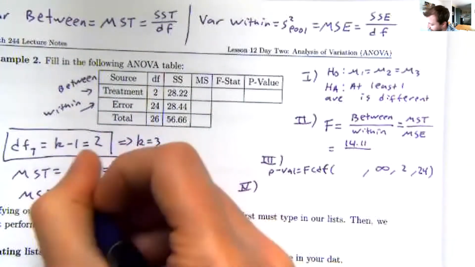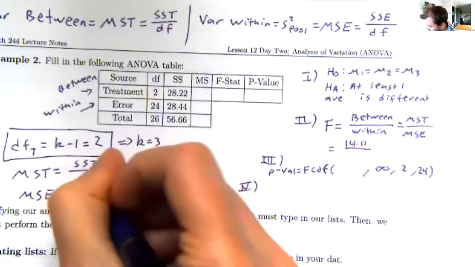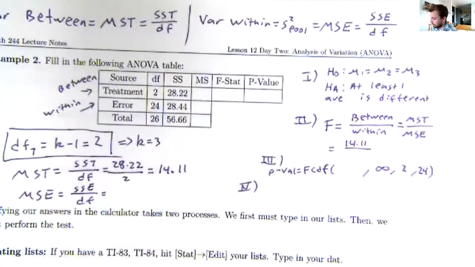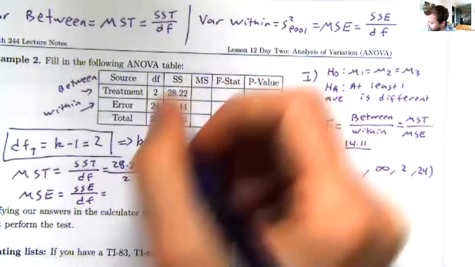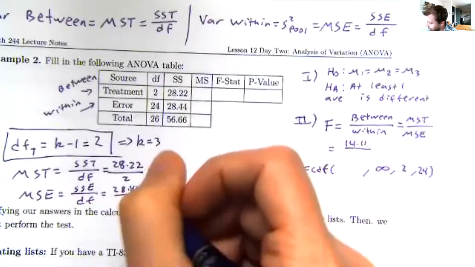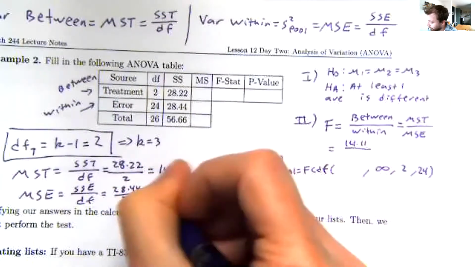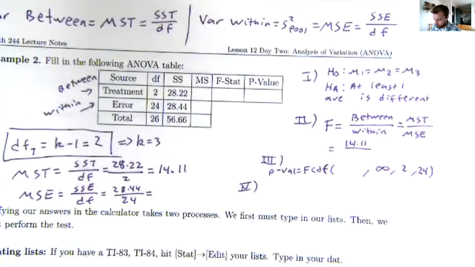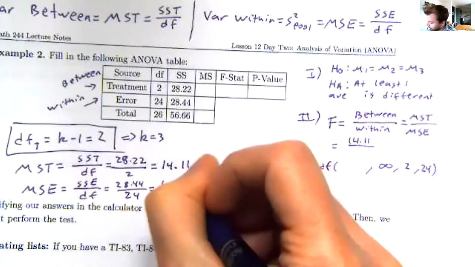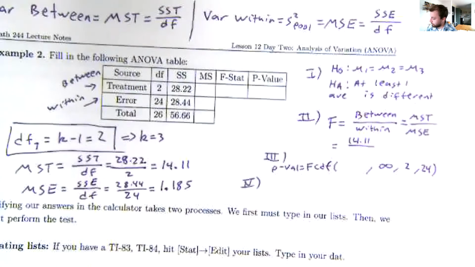I'm going to take the sum of the squares of the errors, and I'm going to divide that by its degree of freedom. The sum of the squares of the error was 28.44. The degree of freedom for that second group was 24. When I'm saying group there, I mean source of variation. And I got 1.185 or so.